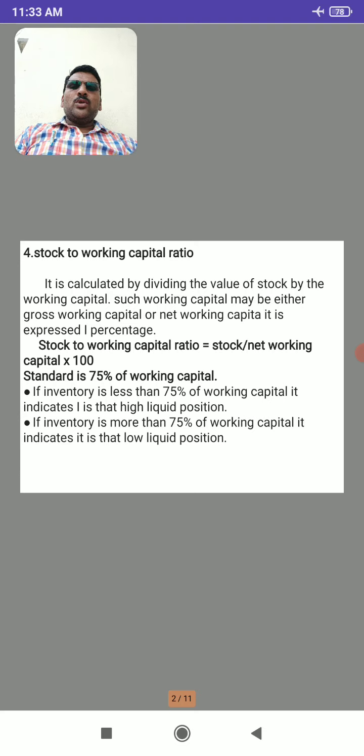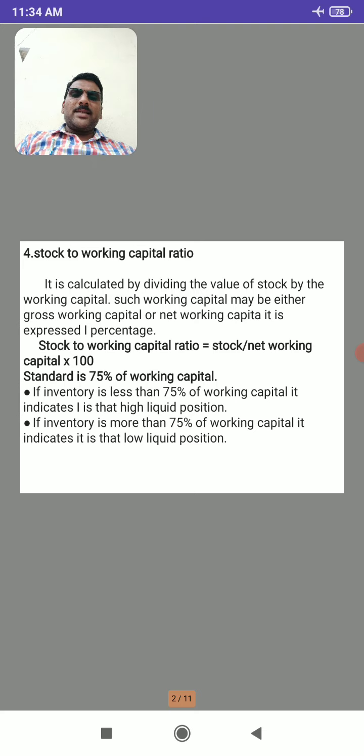Working capital means current assets minus current liabilities. If we deduct current liabilities from the current assets, we will get net working capital. After calculating net working capital, we divide the stock by working capital, and if we multiply by 100, we will get the stock to working capital ratio. The standard ratio to be maintained is 75% of working capital. The standard ratio that the company has to maintain is 75%.